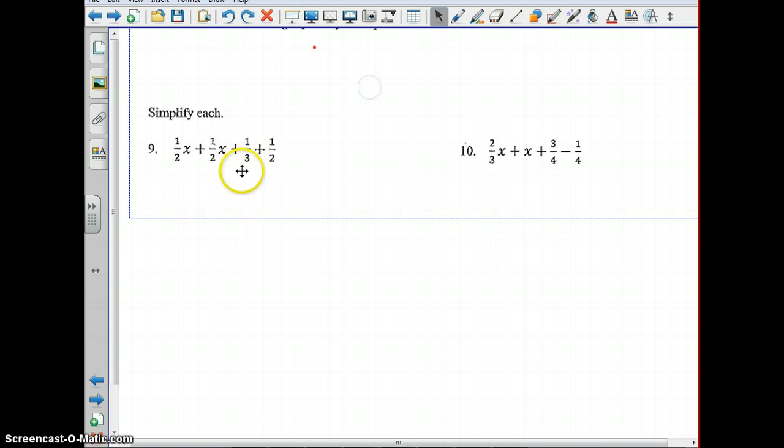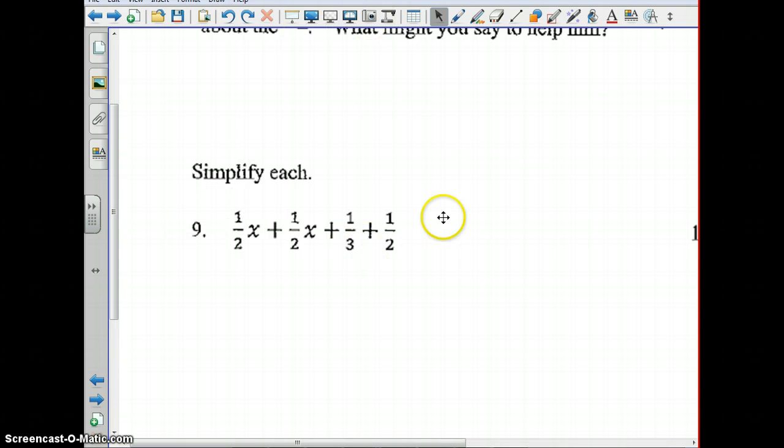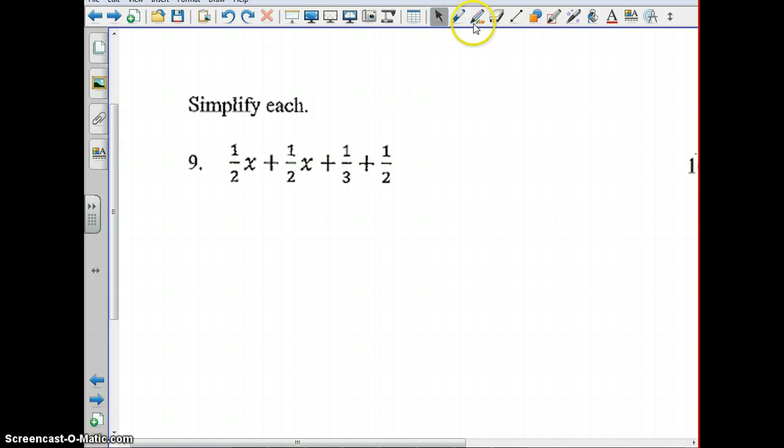So let's look at this one, number 9 here. All right, what these do is they test you really know what you're doing here. Because you really can't use the chips for this. Are there any other x terms? Yes.